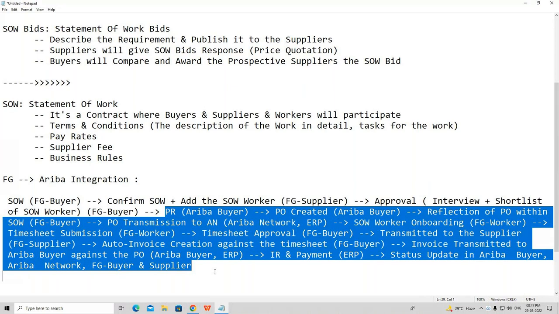Technically, you can do it. But to make the process much simpler and easier. Why? Because Fieldglass, Ariba, ERP, all of these things are coming into the picture. So in this case, copy from that SOW and give new dates.